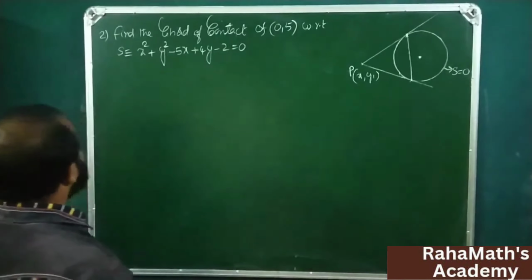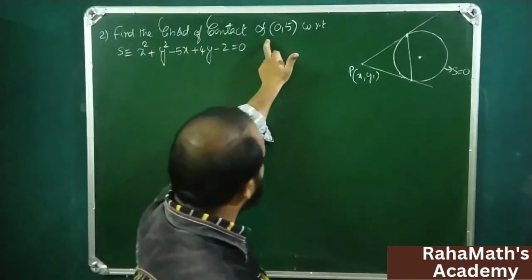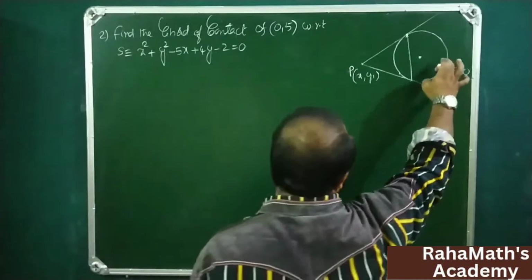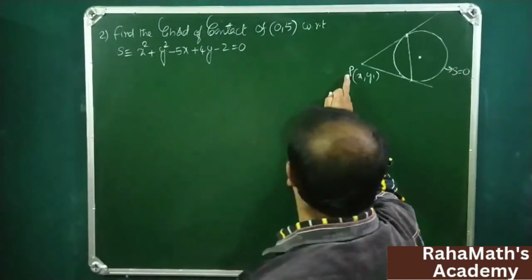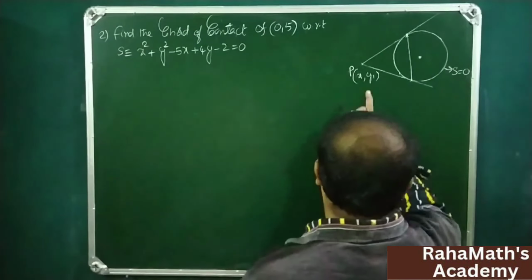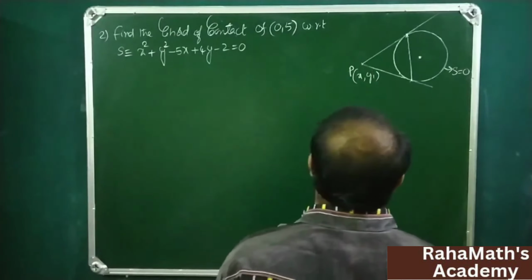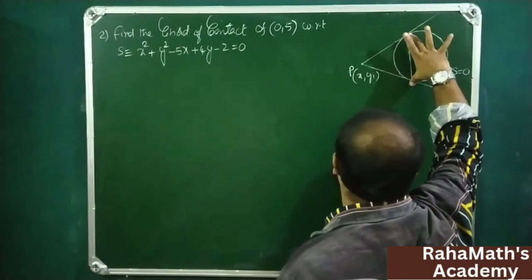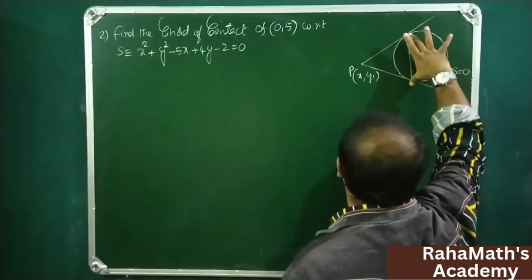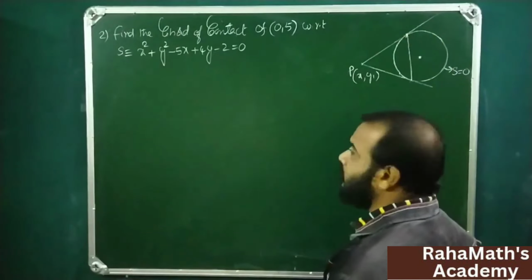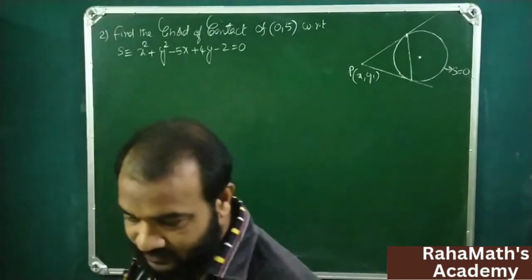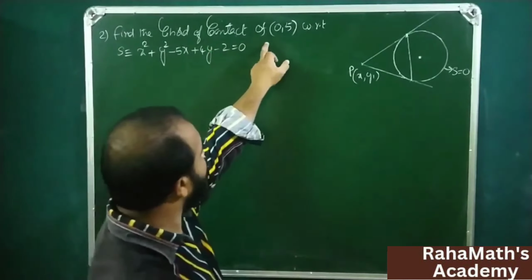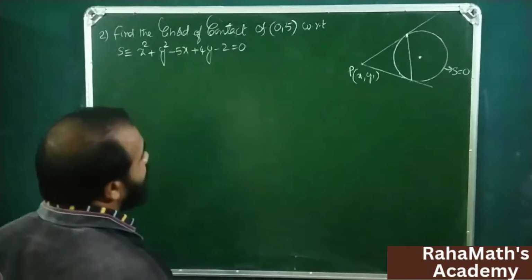Now the second question is, find the chord of contact of (0, 5) with respect to the circle given. So let us suppose that this is the circle S equals to 0. This is P(x1, y1), an external point. What is the chord of contact? The second question is, find the chord of contact of (0, 5) with respect to the circle.